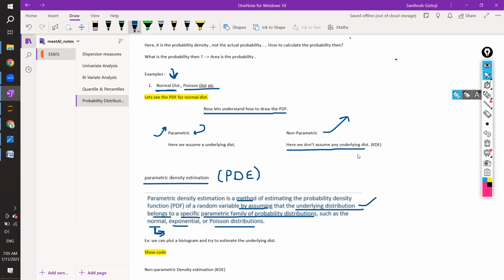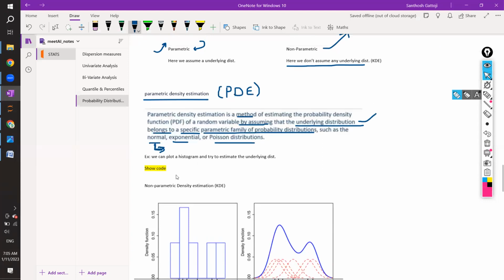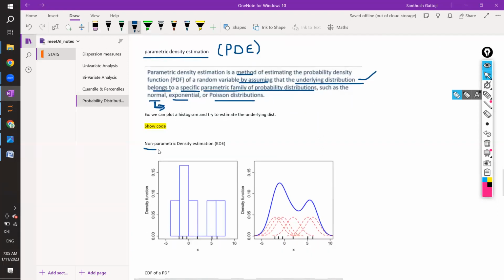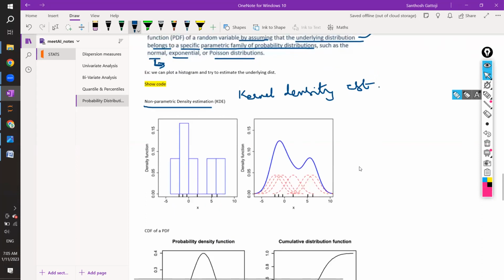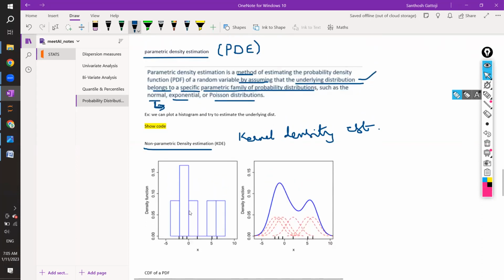Then how are we going to come up with the distribution? That we are going to study. For that we need to go for non-parametric density estimation, also called KDE, kernel density estimation. So I'll just give you an idea of how we are going to do it.